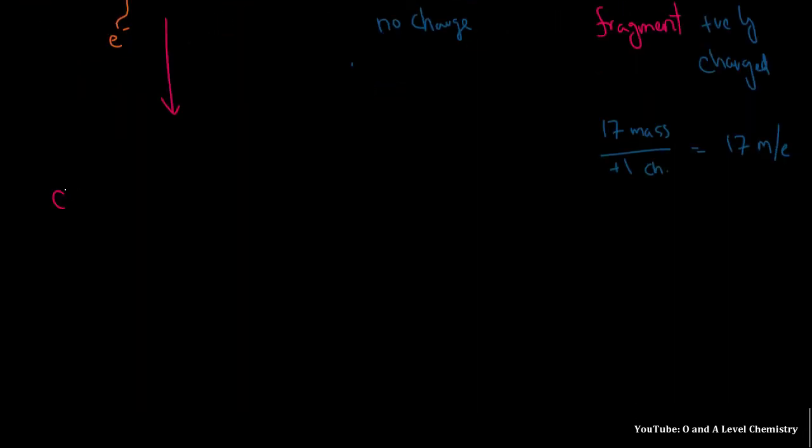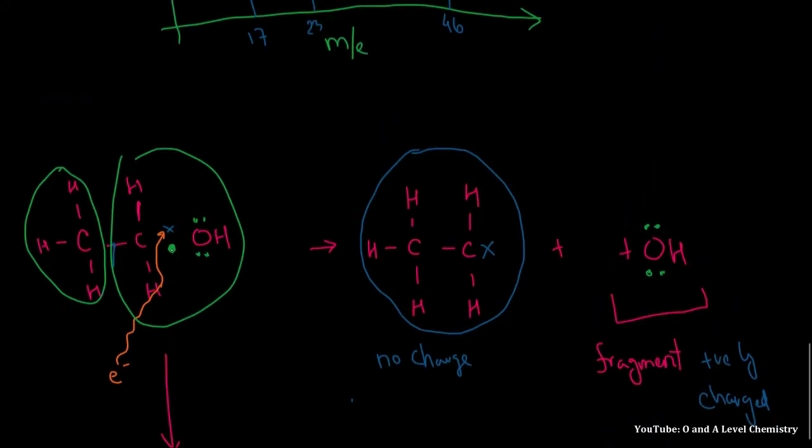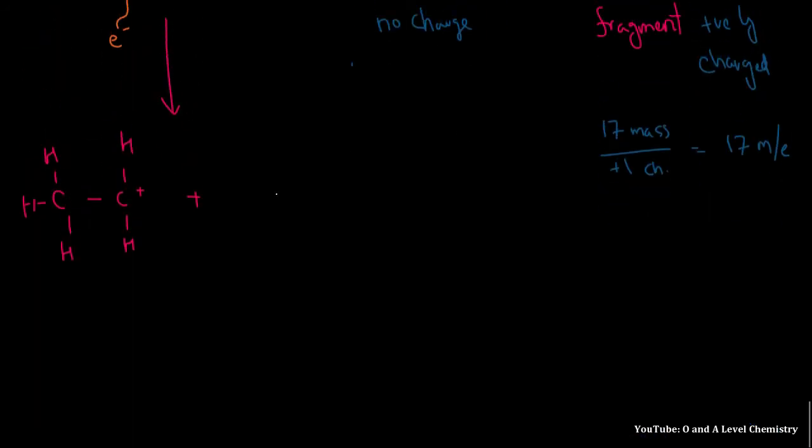So you would have CH3, CH2, and this guy lost his electron, so there's a plus. But the oxygen didn't lose an electron, so it's going to take its electron back, and the OH is going to become a free radical now. I'll draw the electrons there. So this is the oxygen's lone pairs, and this is the unpaired electron.